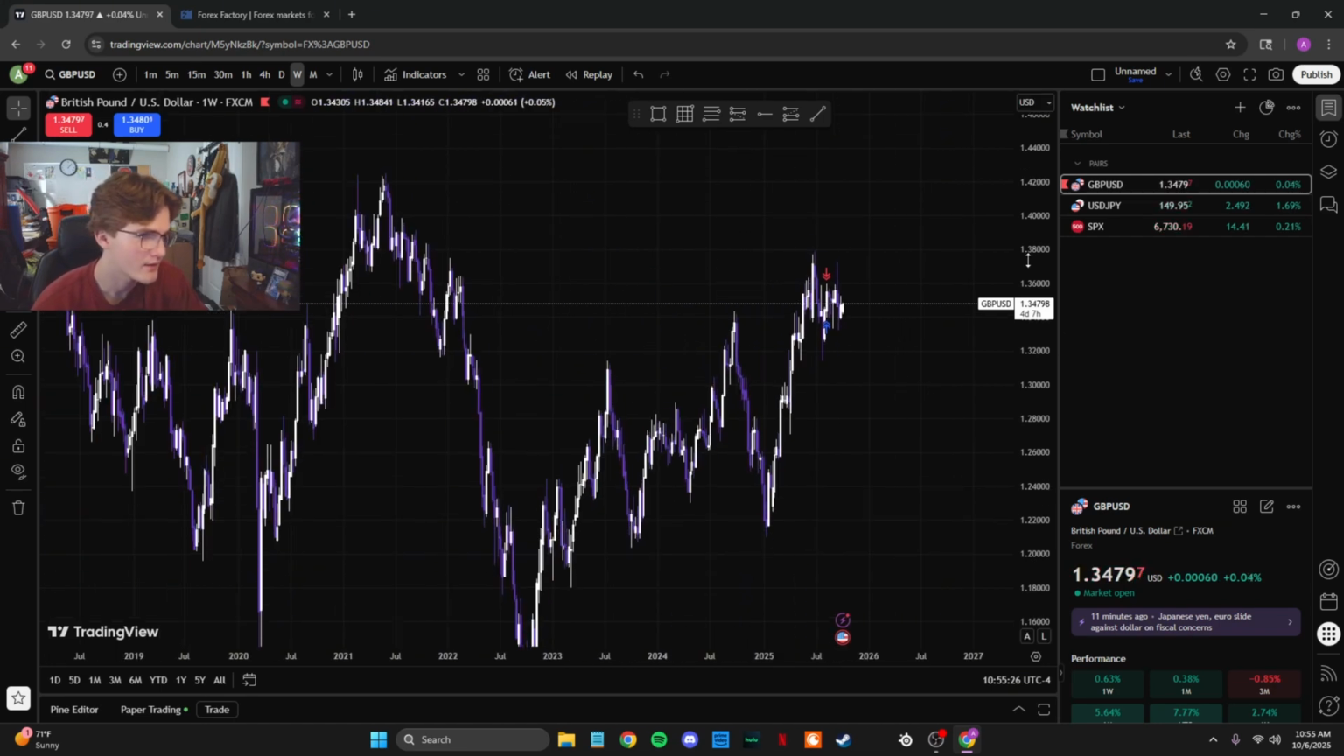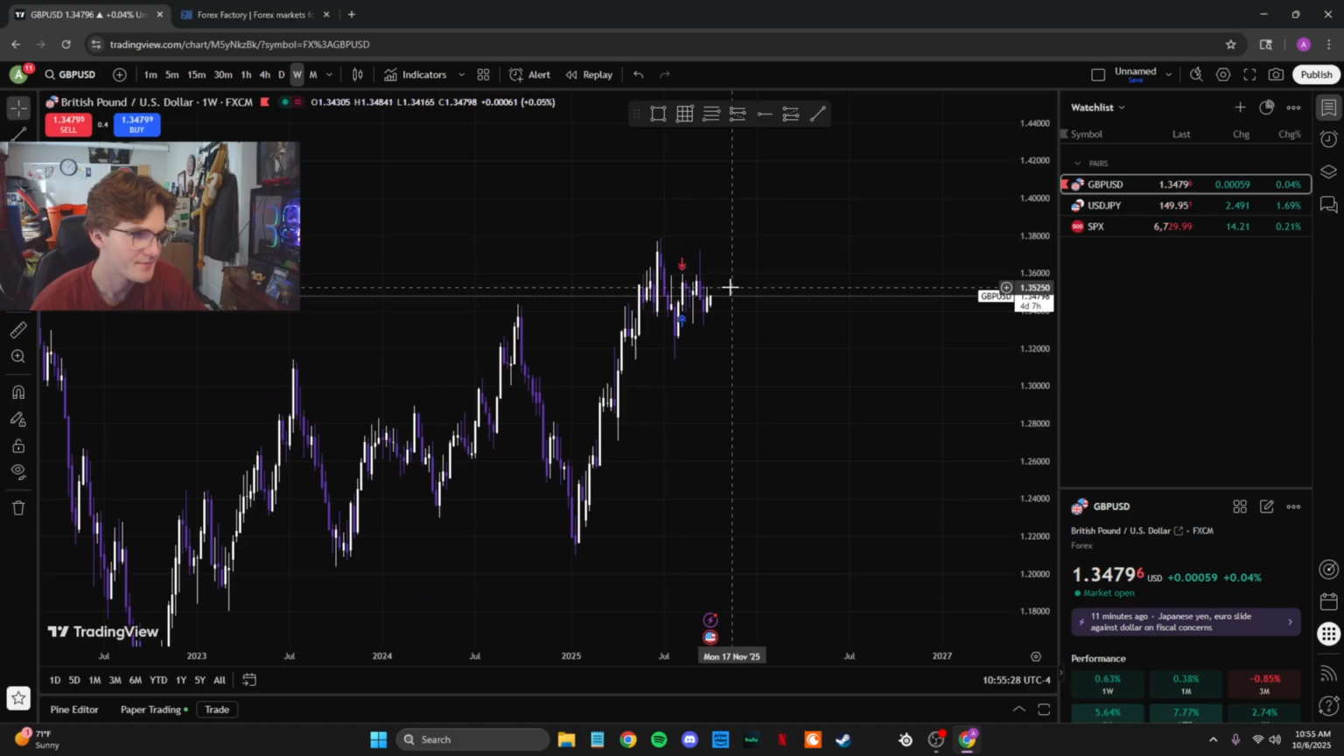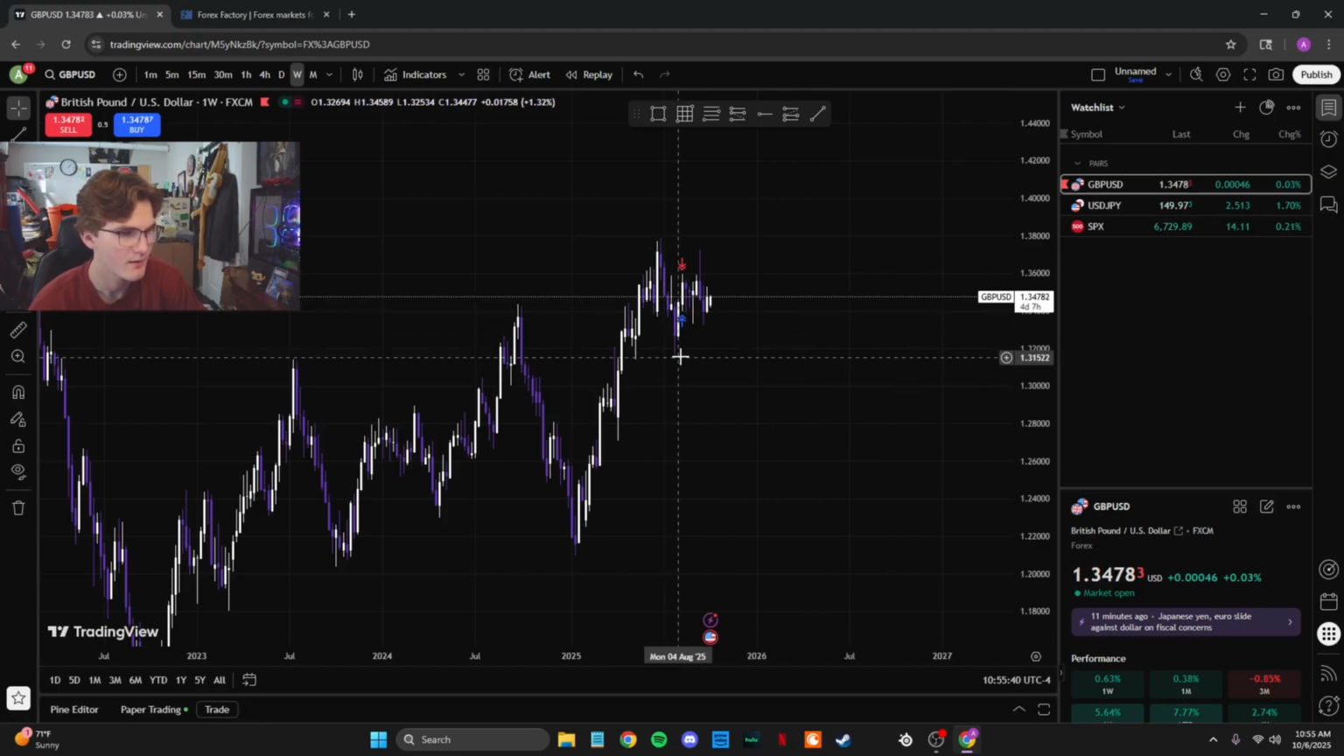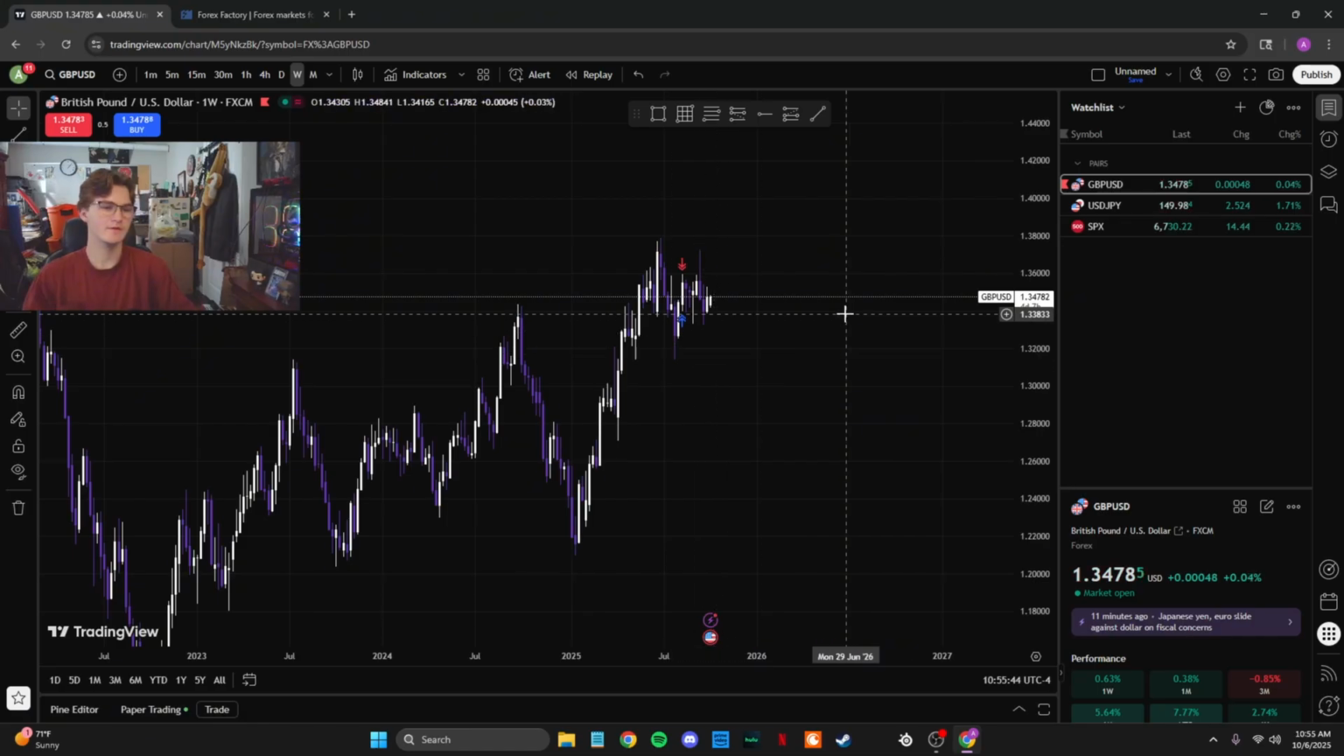Consolidating on the weekly. Could be a retracement. Coming down with this high and then this lower high. That could be a higher high on the bottom. So that would be questionable to what the bias actually is. We have higher lows right here as well. So it's just consolidating.